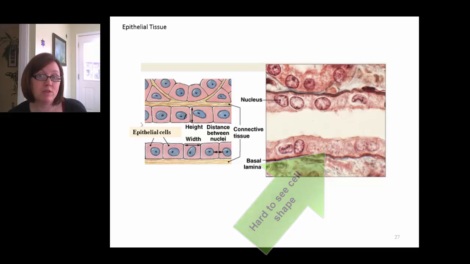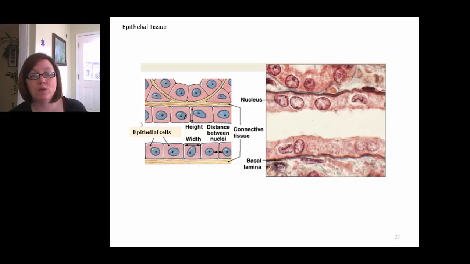Sometimes when we look at epithelial tissues, we can't tell the shape of the cell. And if you can't tell the shape of the cell, how do you figure out if it's squamous or columnar or cuboidal? Well, if you can't tell the shape of the cell, look at the shape of the nucleus. Usually you can see the shape of the nucleus. If the nucleus is squished and flat, it's probably squamous. If the nucleus is very oval shaped, like an egg, it's probably a columnar shaped cell. But if the nucleus is round, likely the cell shape is cuboidal.